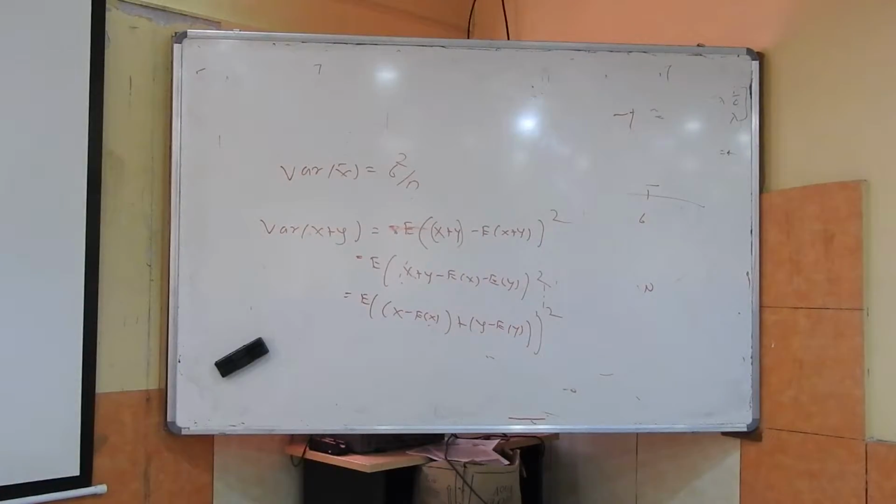Okay, now please tell me what is (a plus b) whole square? Yes, a square plus b square plus 2ab.